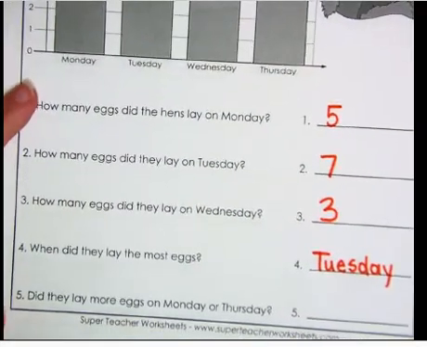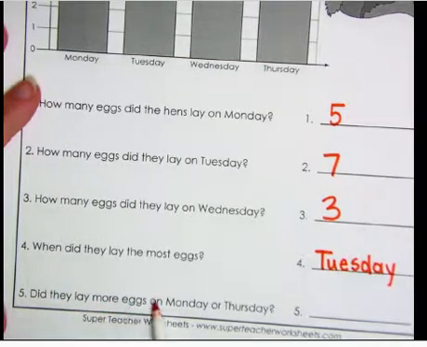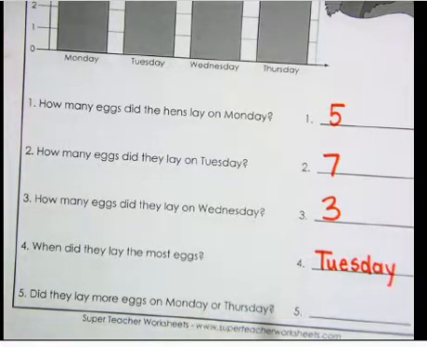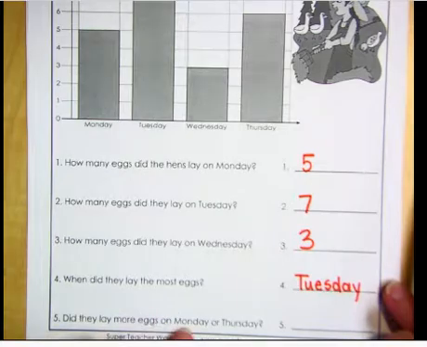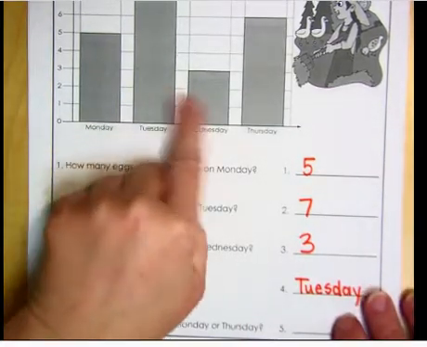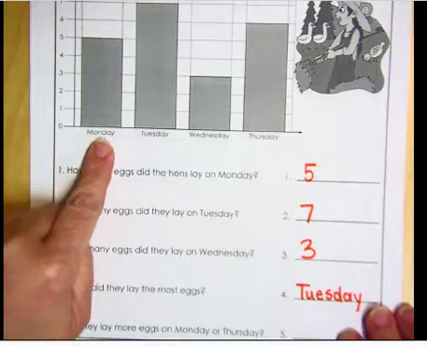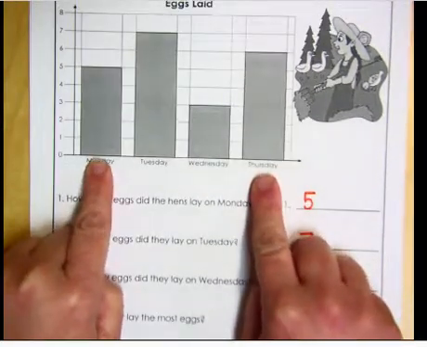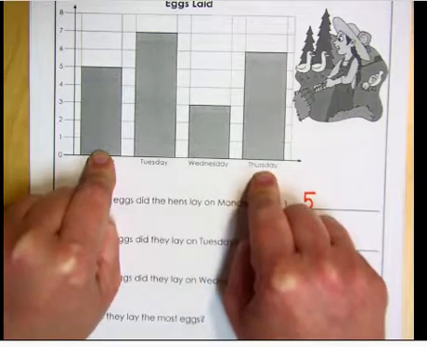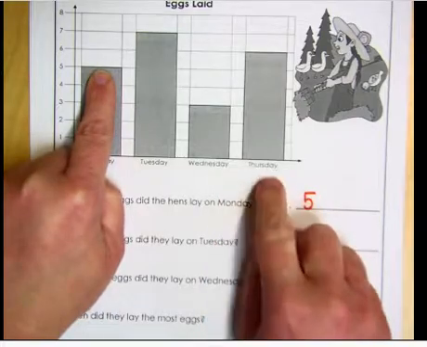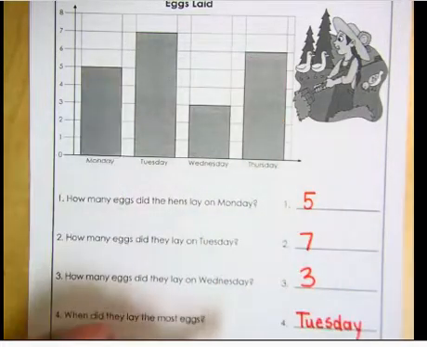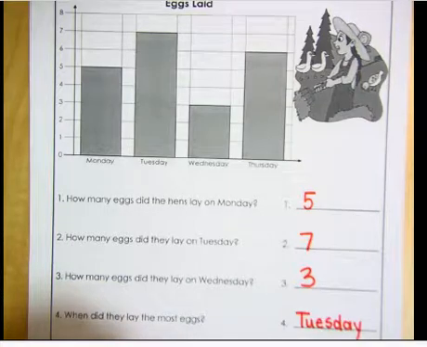All right, and then number 5, did they lay more eggs on Monday or Thursday? Monday or Thursday. So this time we're comparing information. Okay, so they want to know which day had more, Monday or Thursday. So we don't even need to look at Tuesday and Wednesday. We just need to look at Monday and Thursday. Well, very quickly you can see they're not very far apart. They're not the same, but they're very close. How many's on Monday? 5. How many's on Thursday? 6. And which number is bigger, 5 or 6?